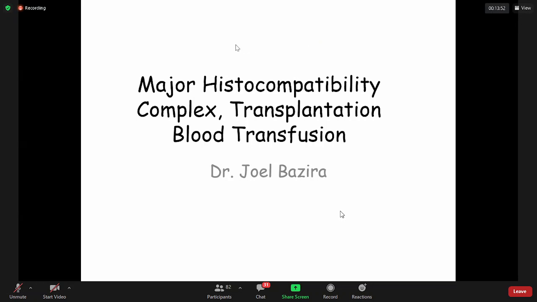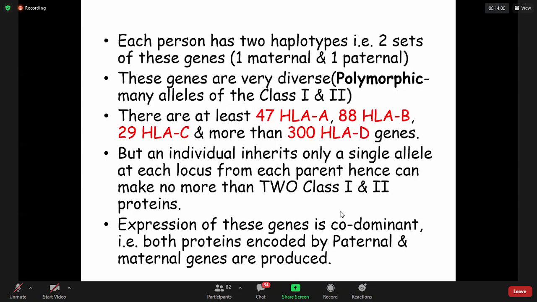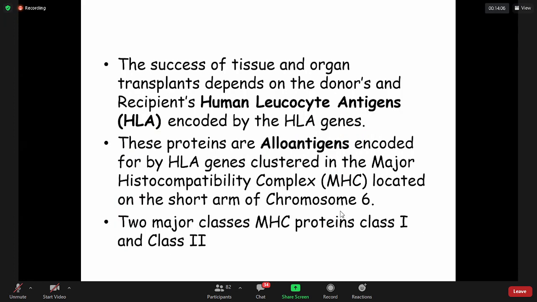Okay, so we're going to look at MHC, transplantation, and blood transfusion. The success of tissue and organ transplants depends on the donors and recipients' human leukocyte antigens. These are things you have gone through. I'm sure you know what HLA is, which is human leukocyte antigen. It is the synonym for MHC, which was found in rats. For human beings, it was referred to as HLA, but it's basically the same thing.